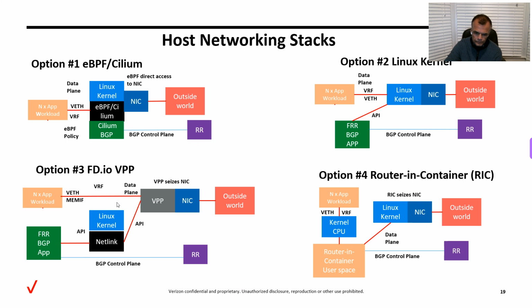FDIO VPP, so here FDIO VPP requires netlink to program the fib entries for the data plane, and VPP sees the NIC, and then it has full control of the NIC, and then it provides that data plane programming for SRv6 microSID. And then for the control plane, it requires a separate open BGP, FRR BGP for the control plane. And last is router in a container, which provides control plane and data plane. So it has a BGP control plane peering to the external route reflector, and for the data plane, it's able to program the Linux kernel, and it sees the NIC, and then it builds the data plane path for steering.